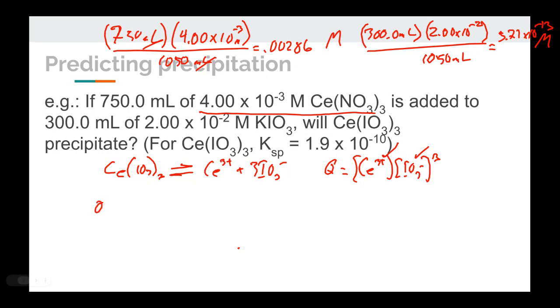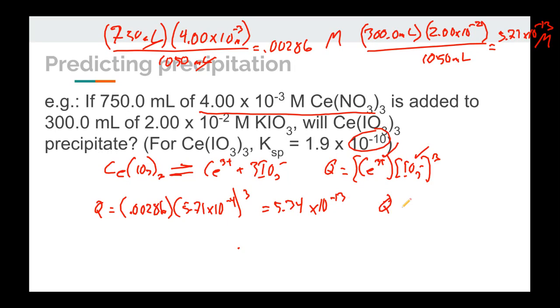So what's Q? Well, Q is equal to 0.00286, that's the concentration of Ce3+, times 5.71 times 10 to the negative 4th cubed. So that comes out to 5.34 times 10 to the negative 13th. KSP is 10 to the negative 10th, so Q is less than KSP. In that case, we have no precipitate because this reaction is going to be shifting to the right, which means no solid will have formed.